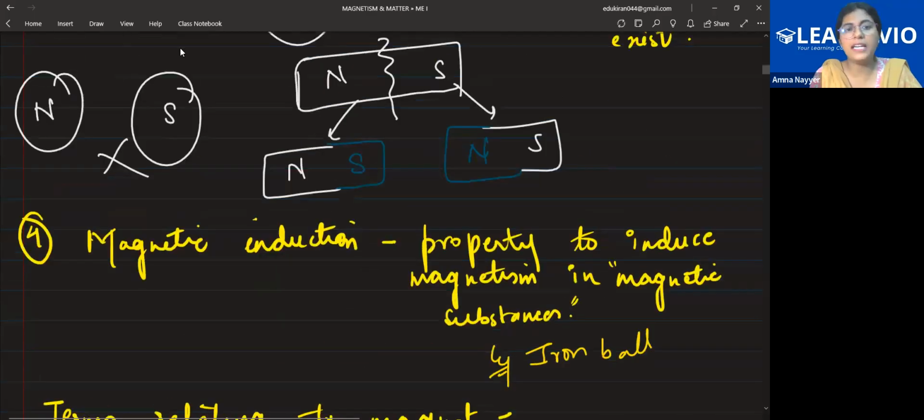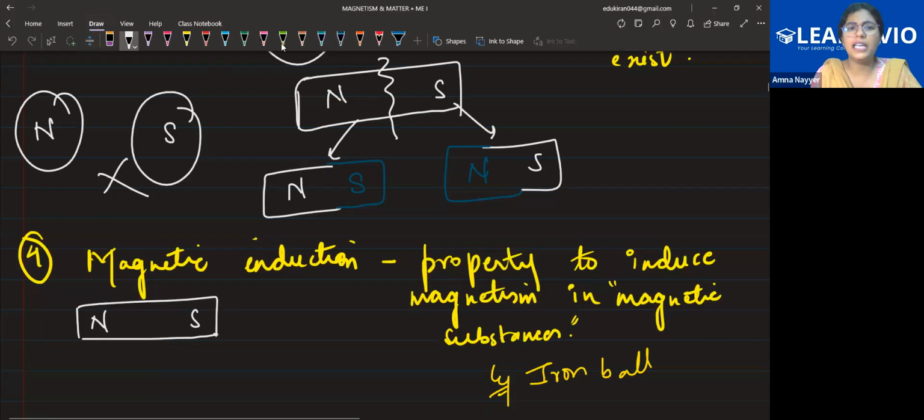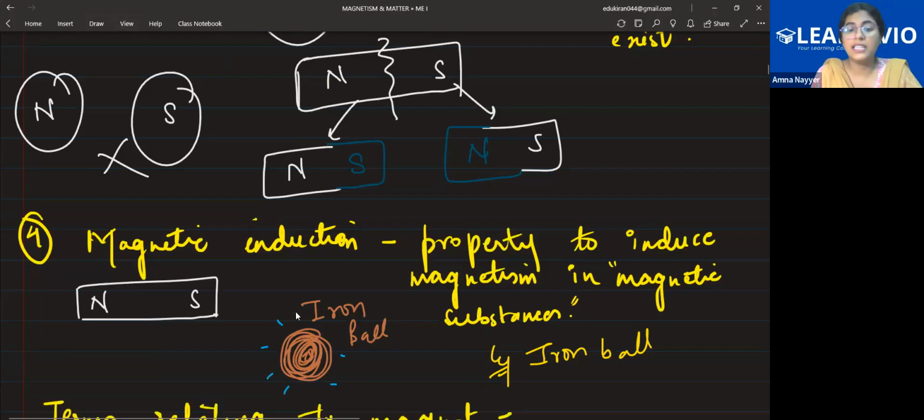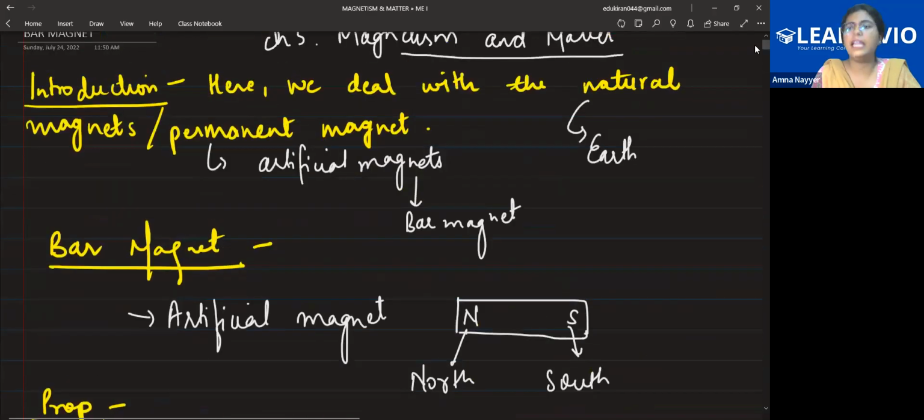Last property, magnetic induction. It means if I have a bar magnet and a material like iron, suppose an iron ball, the best example, and I keep on rubbing it over the magnet, after a time I will see that the iron ball temporarily has magnetic properties. So these are very basic properties. Write it and let me know if you have any queries.